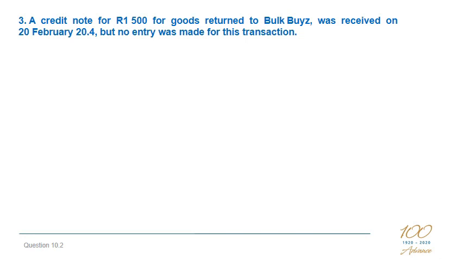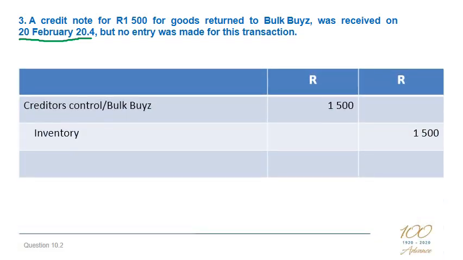In number 3, a credit note for 1,500 Rand for goods returned to Bulk Buyz was received on the 20th of February. It's again within my financial year, so according to the accrual concept, I need to account for this. No entry was made for this transaction. A credit note returning inventory. So my inventory will decrease and my creditor will also decrease because I will owe them less because of this return. None of these items will have anything to do with an income or expense item. So no influence on this statement of profit or loss.